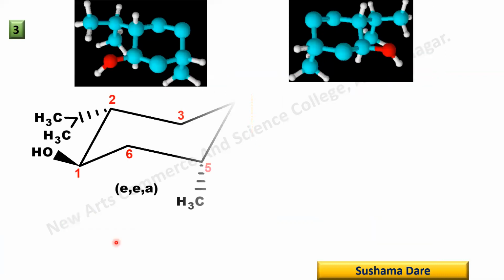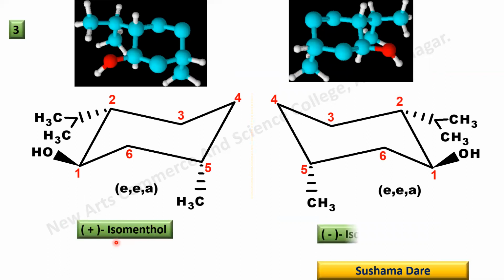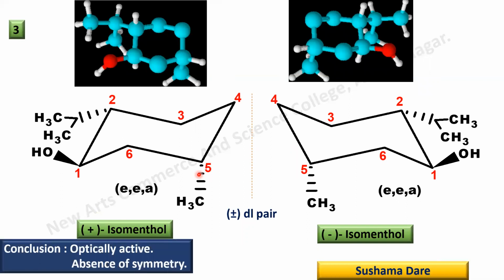This is the third molecule, that is isomenthol. The first one is the positive isomenthol. The mirror image of this is the negative isomenthol, in which the stereochemistry at C5 changes as compared to menthol. And again, due to absence of symmetry, it exists in a DL pair. These are the structures shown in the ball and stick model.